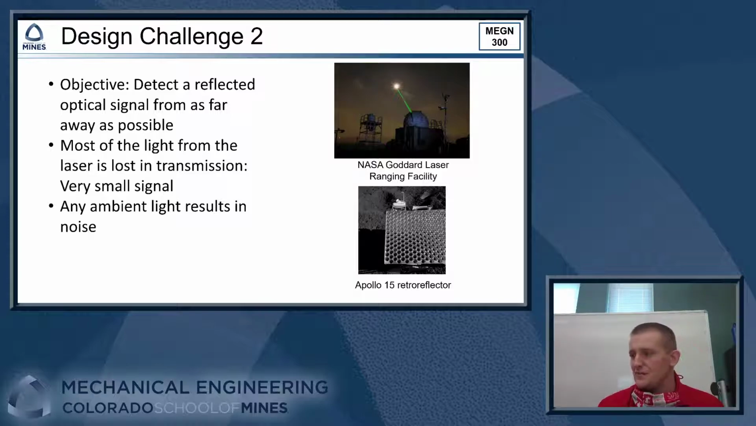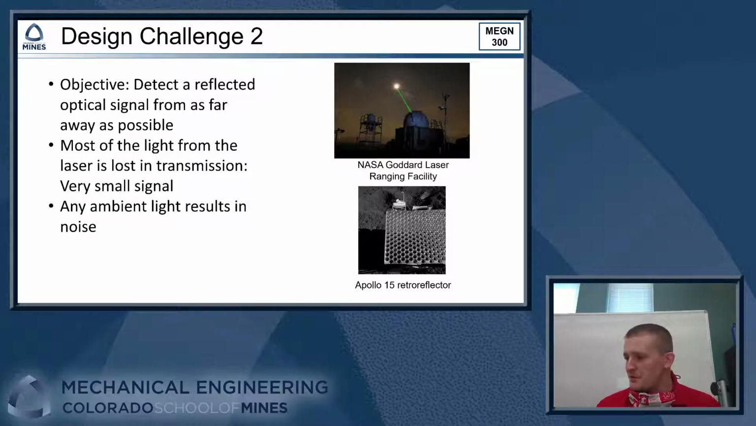So the trick with this is you lose the vast majority of the light that you send out in the laser beam originally. So your signal is very, very small. At the same time, any stray light, just ambient light out in the environment, is going to be picked up by your detectors that are looking for the laser beam. So that's introducing noise into your measurement. And what we need to be able to do is filter out all of this noise so that we can just see the signal. And the better job we do filtering, the more faint a signal you can pick up.